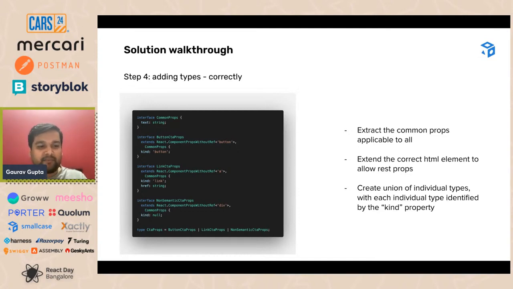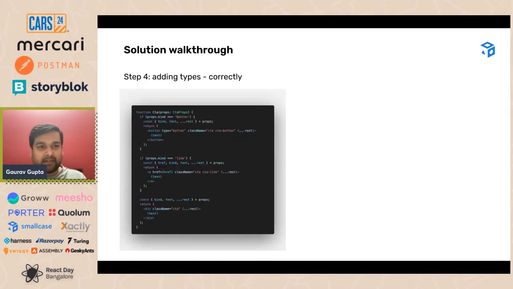We are trying to achieve that the href prop should not be allowed to be passed from button CTA or from non-semantic CTA, and the href prop should be mandatory when you are using the link CTA, right? And this is how our component looks now. It is mostly similar. We still use props.kind equal to button, props.kind equal to link, but the only thing that we have changed is that now we are destructuring the props much later instead of destructuring them earlier. This is required because that is how TypeScript narrowing works. That is the one thing you'll notice has changed, but nothing else has changed as such. We have just defined the props to be of CTA props type.